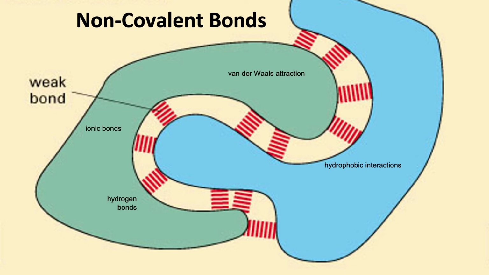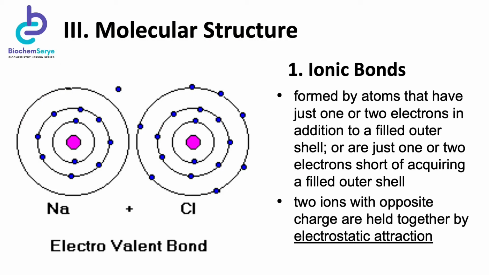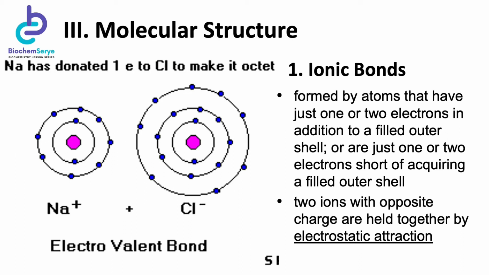We will now be meeting the 4 different non-covalent bonds or forces that make intermolecular interactions optimally possible. These are ionic bonds, hydrogen bonds, van der Waals attraction, also known as London forces, and hydrophobic interactions. The first of the non-covalent interactions are ionic bonds.